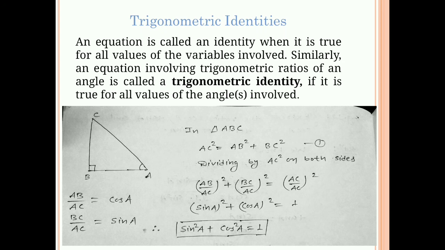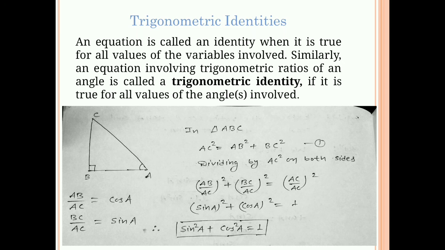Similarly, an equation involving trigonometric ratios of an angle is called a trigonometric identity. We can take a quadratic equation like x square minus 3x plus 2 equals 0. If we put the value 1, then it will be 0, but that is a quadratic equation. If an equation contains trigonometric ratios and it is true for all values of the angles involved, then it is called a trigonometric identity.